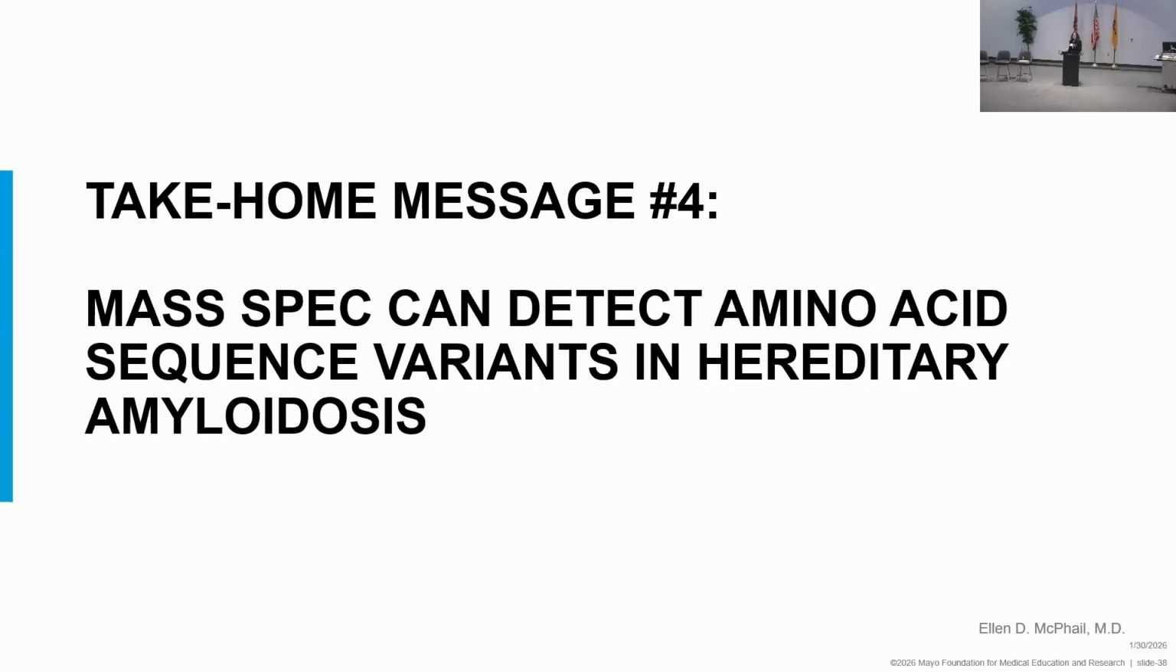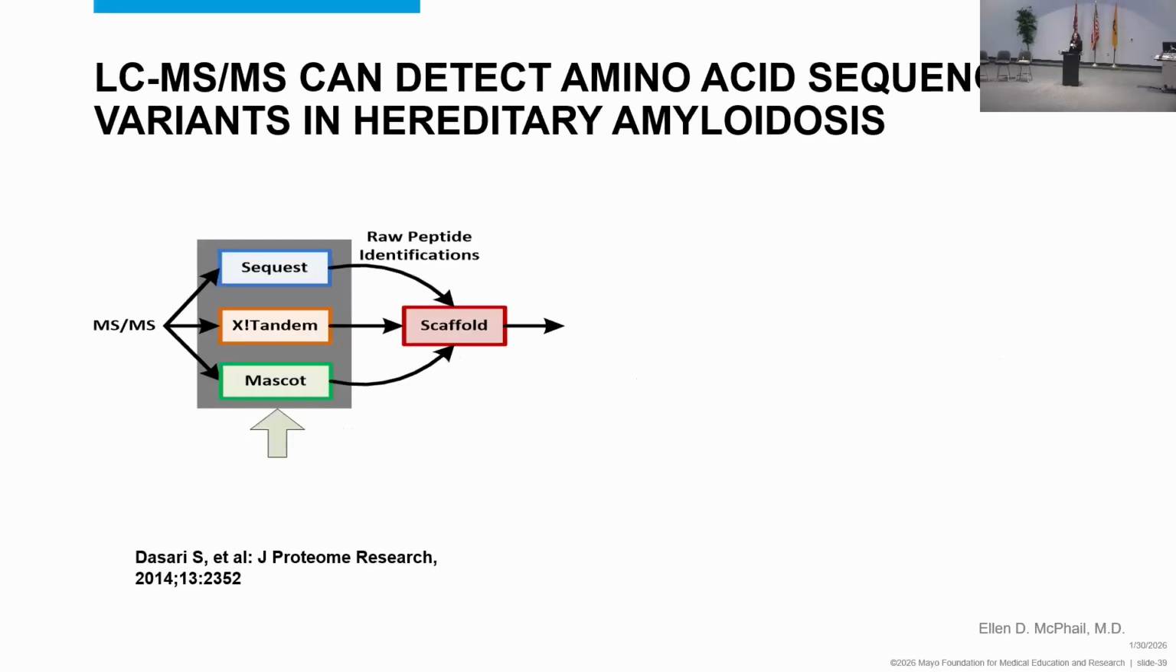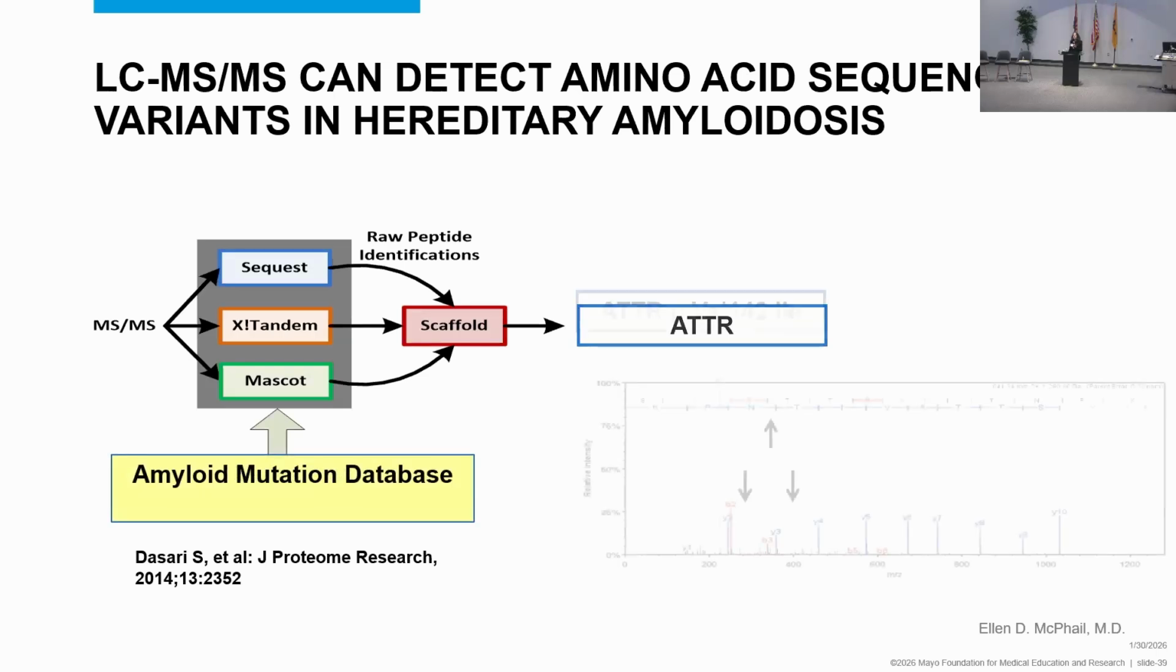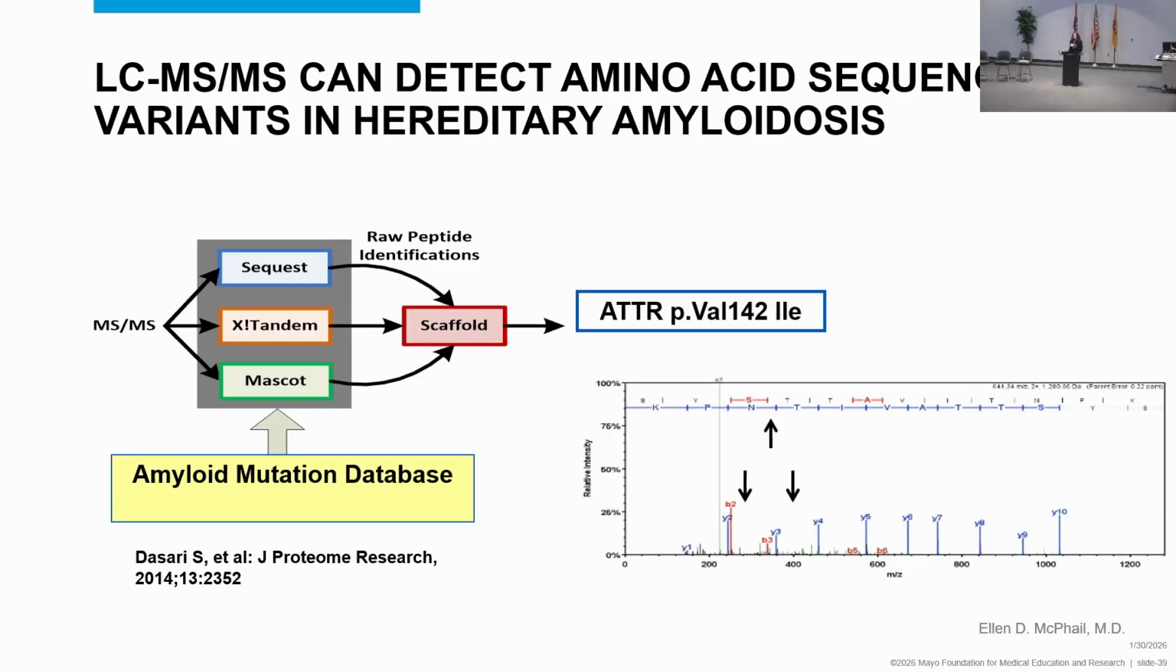So mass spec, in addition to identifying the amyloid type, can actually identify the amino acid sequence variants in hereditary amyloidosis. When we do the studies, the standard analysis uses a SwissProt database. Based on that analysis, we come up with the amyloid type. So this is an example of TTR. We can then run the same data through a different database. This is an amyloid mutation database, and that can demonstrate a specific mutation. So this is very useful. The sensitivity is over 90% for this.